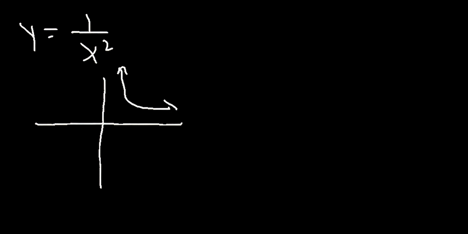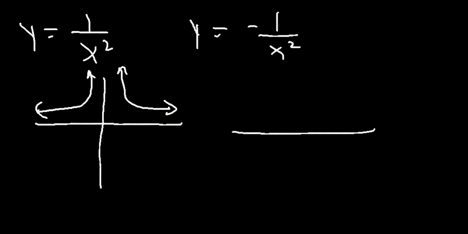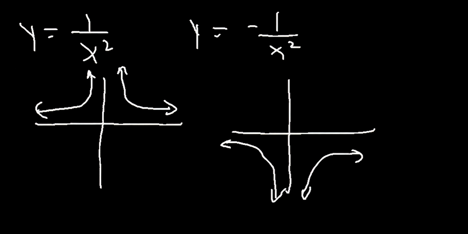Now let's say if you have 1 over x squared. It's very similar to 1 over x, but both curves are above the x-axis. If you have negative 1 over x squared, it's going to be below the x-axis. It's going to look like this. So this graph is symmetrical about the y-axis. The other one, 1 over x, was symmetric around the origin.